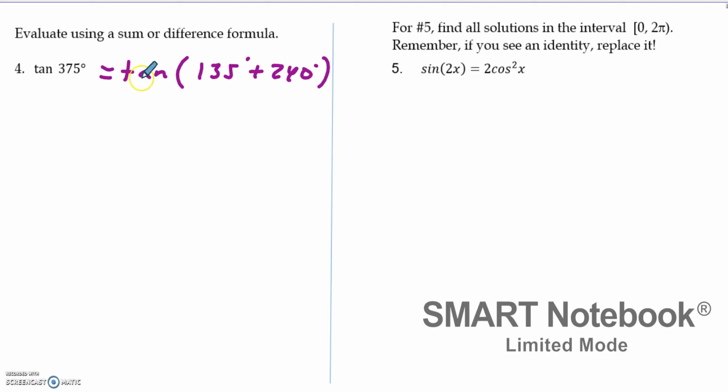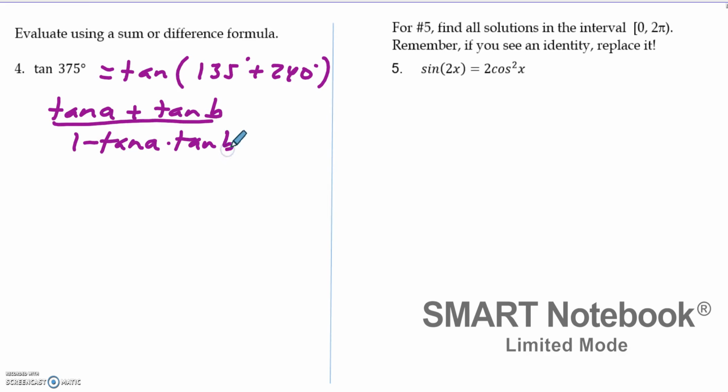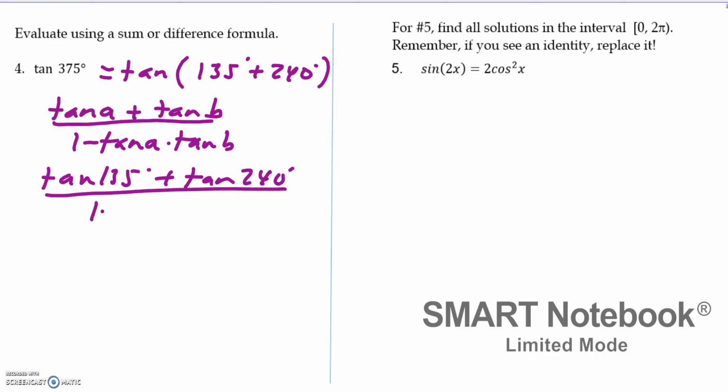And as soon as I write it as tangent of a sum, I can use this identity. Tangent of the first angle plus tangent of the second angle over 1 minus tangent of the first angle times tangent of the second angle. Or in this case, tangent of 135 degrees plus tangent of 240 degrees over 1 minus the tangent of 135 degrees times the tangent of 240 degrees.